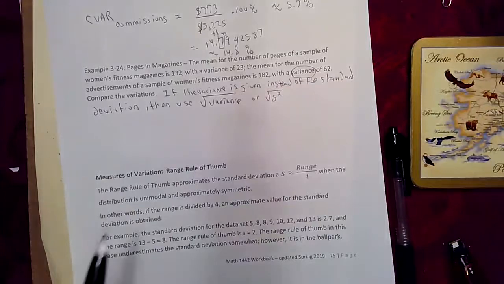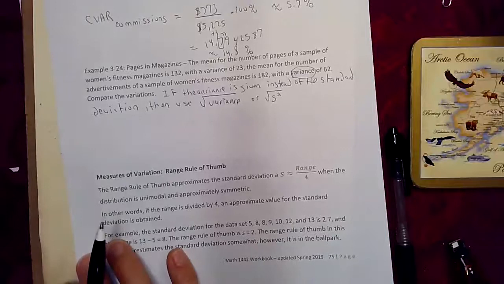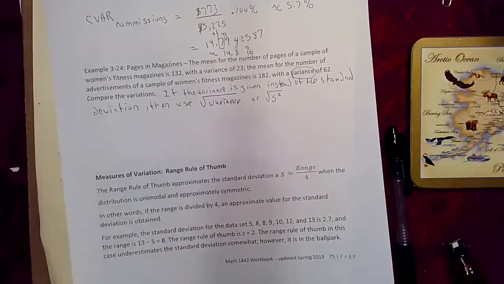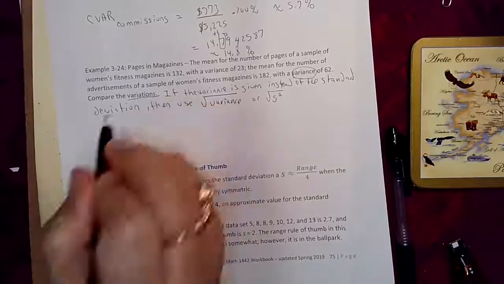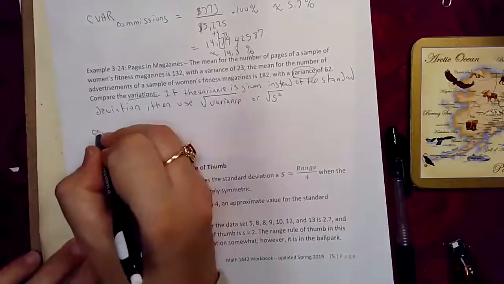Okay, so for us in this problem, the mean for the number of pages of a sample of women's fitness magazines with a variance of 23, the mean for the number of advertisements of a sample of women's fitness magazines is that value there, 182, with a variance of 62. Compute the variation. So we're going to use the CVAR when they say that. Compute the variations. Okay. So I'm going to have CVAR.